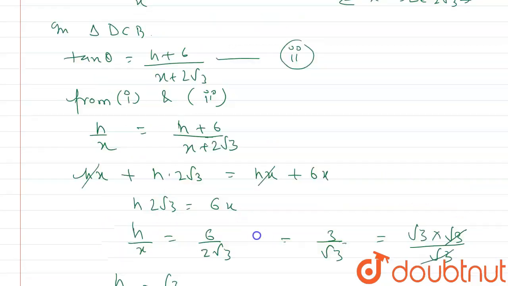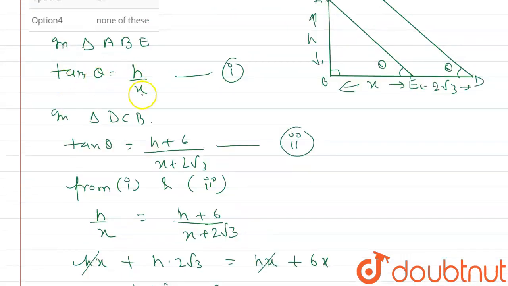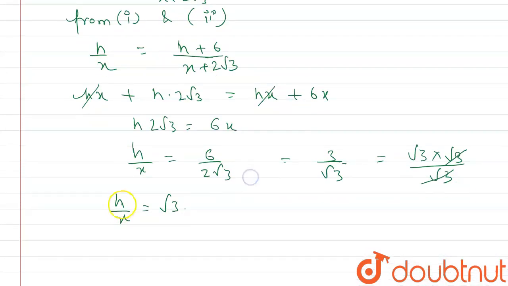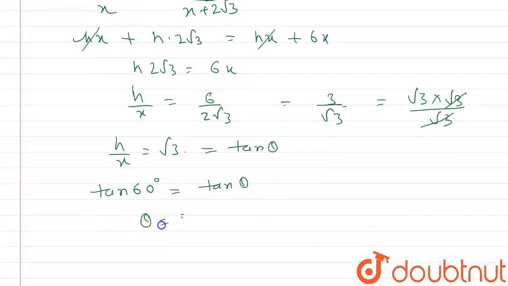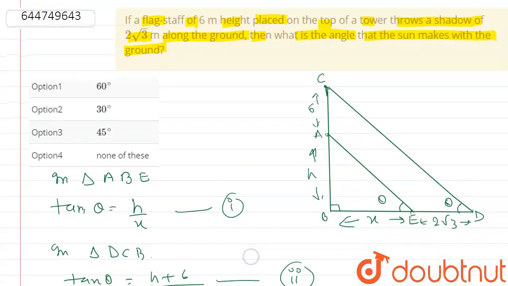So now tan theta is equal to h by x, so h by x is equal to tan theta. So this is equal to tan theta. Now we know that √3 is equal to tan 60 degree. So this is equal to tan theta. So from this we get theta is equal to 60 degree. So now we see that option first is the correct answer. So this is the answer.